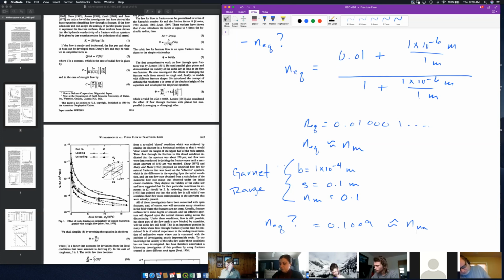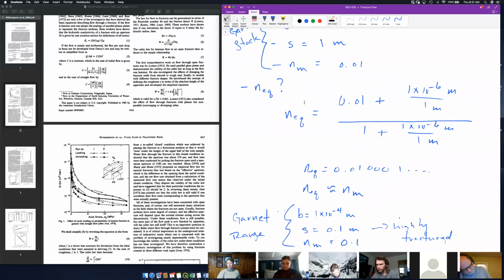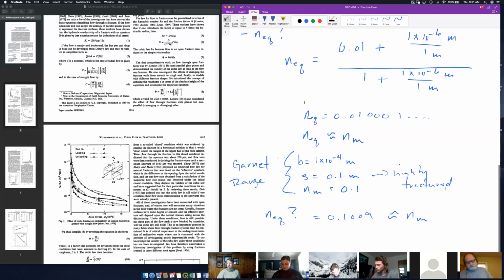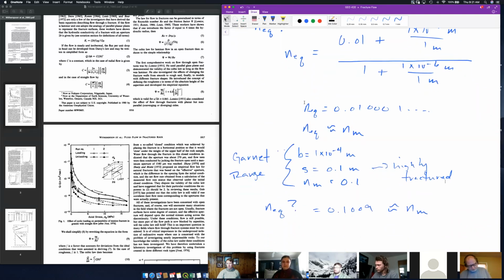All right, so the bottom line is, in general, fracture porosity doesn't add a lot. This formation right here is really highly fractured. And even the Garnet Stock, that's moderately fractured. And still, it's not really changing the matrix porosity much.